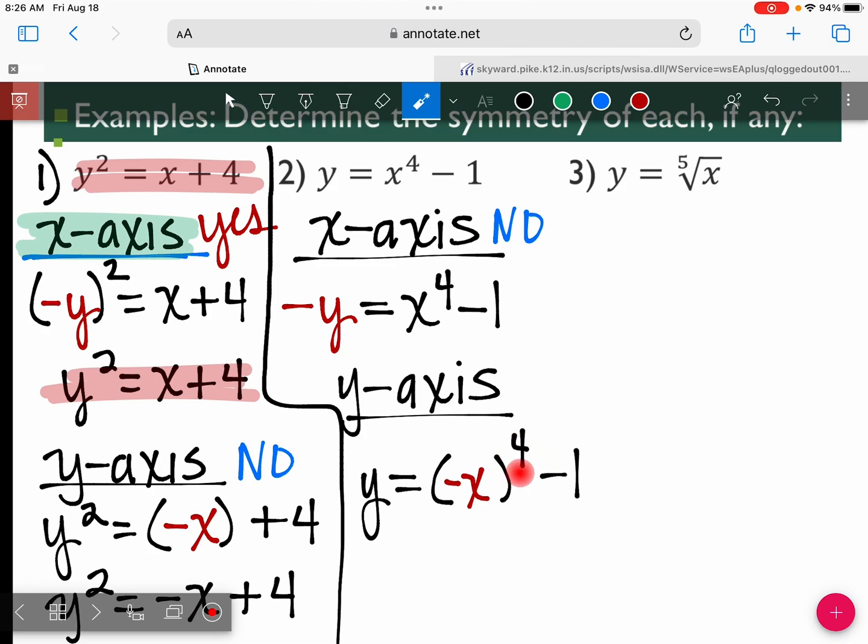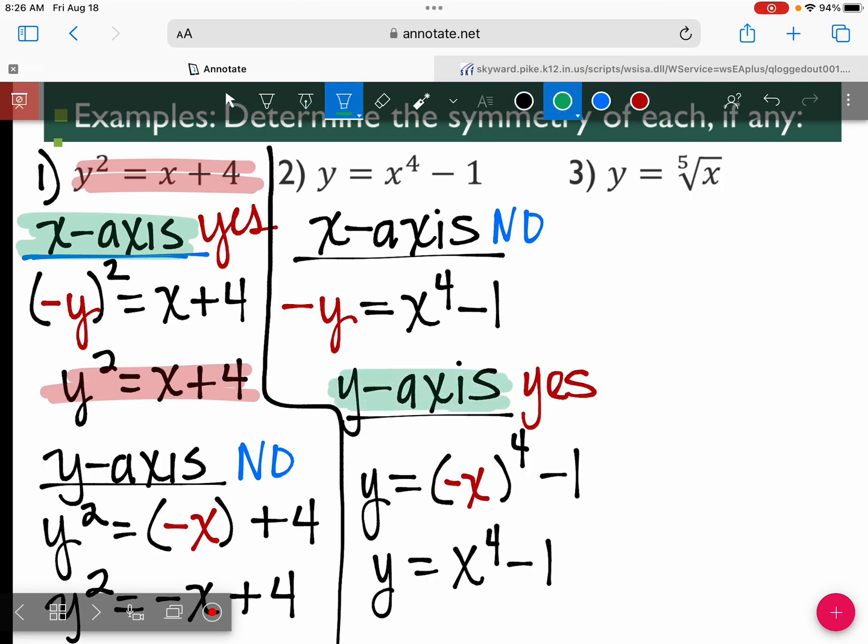Anytime your exponent is even, it's going to switch back to positive. So x squared makes it positive, x to the 4th makes it positive, x to the 6th, x to the 8th, x to the 10th. So this is actually going to simplify back to a positive x, which gives us y equals positive x to the 4th minus 1, which is a match to the original equation. So this does have y-axis symmetry. So this is a yes.